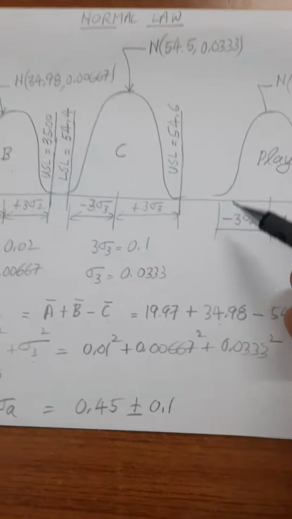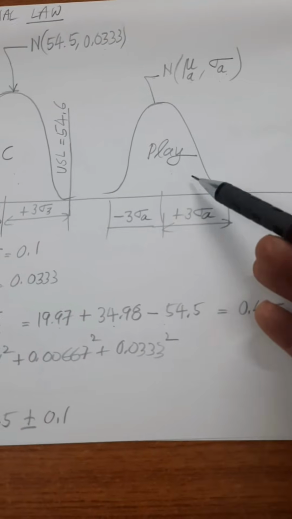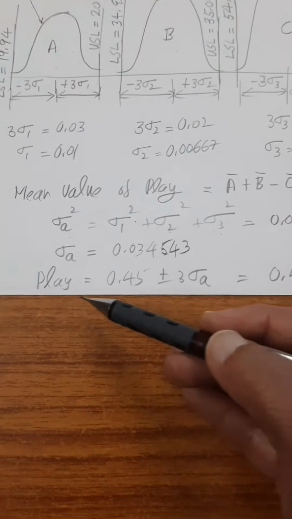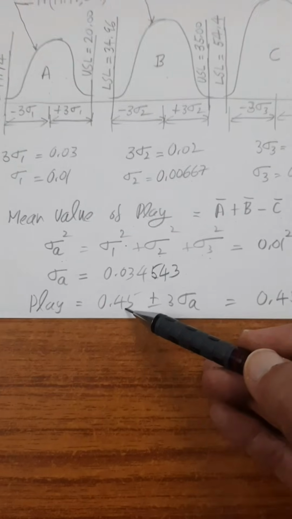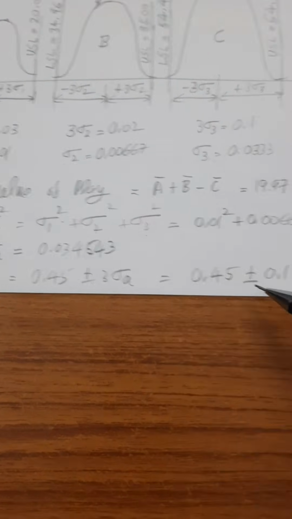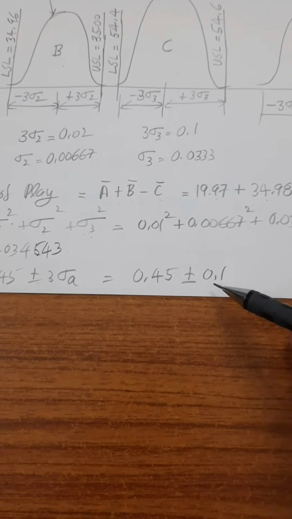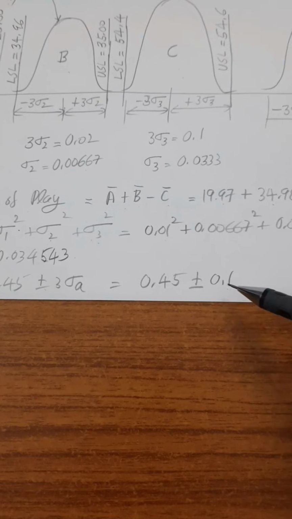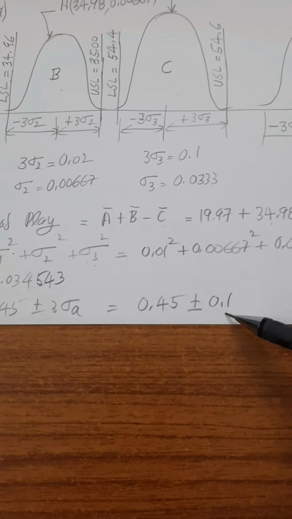From the sigma A, how to find the play? The variation about the mean play is equal to 3 sigma A. So we find that the play is 0.45, the mean value, plus or minus 3 sigma A. So 0.45 plus or minus 3 sigma A comes around 0.1. So this is the answer we arrived at as per the normal law.